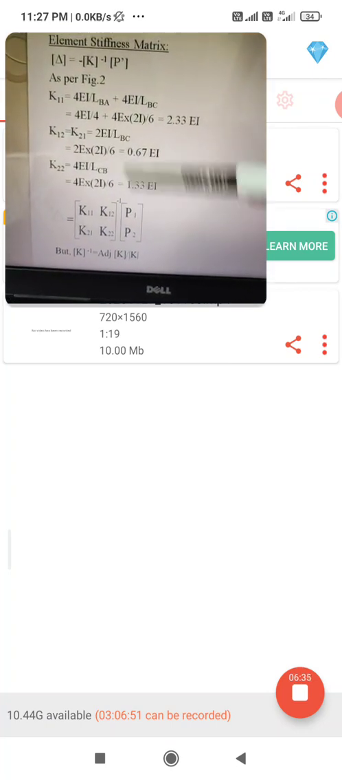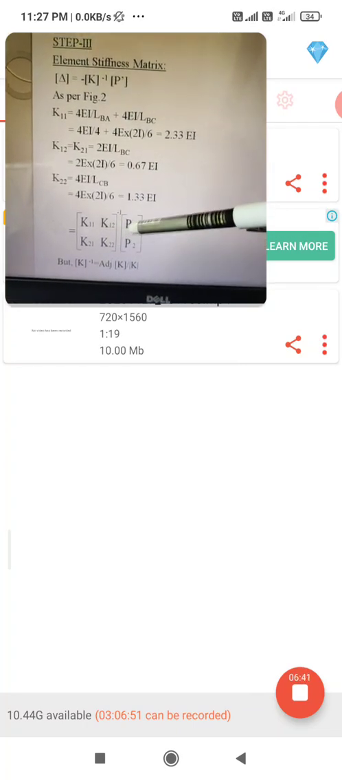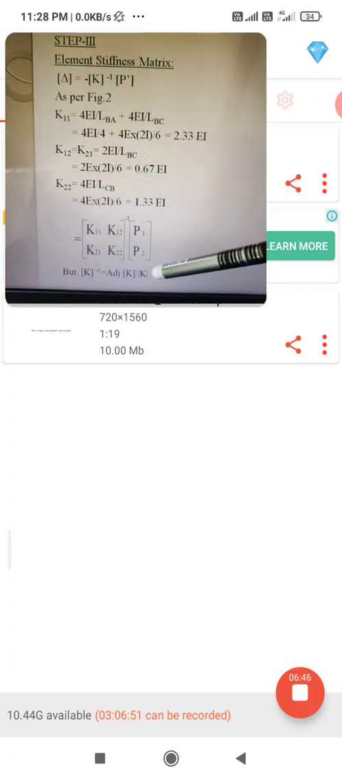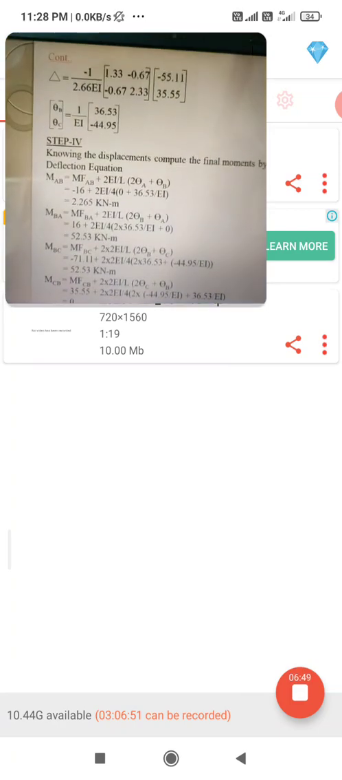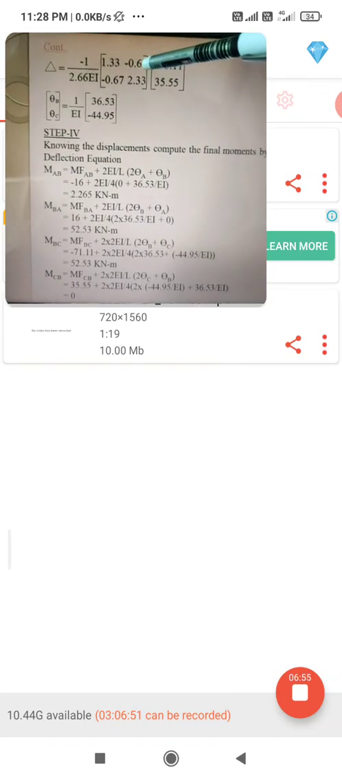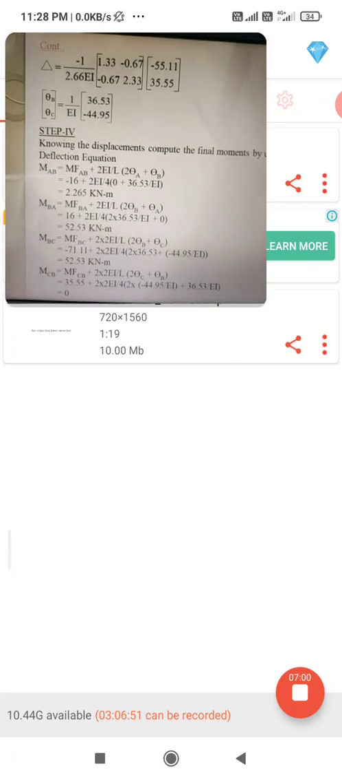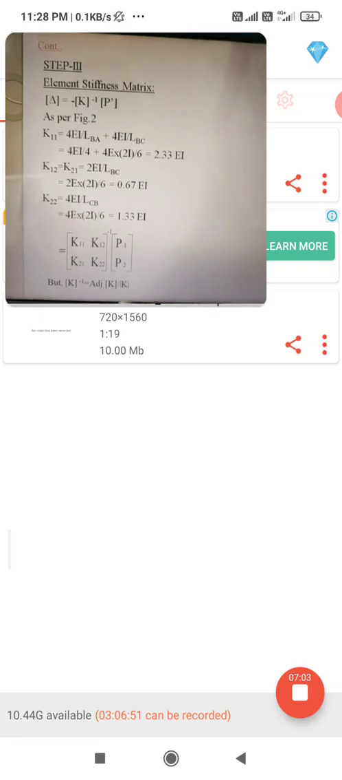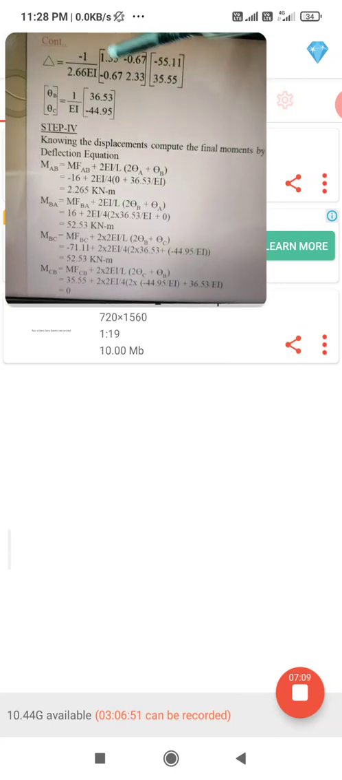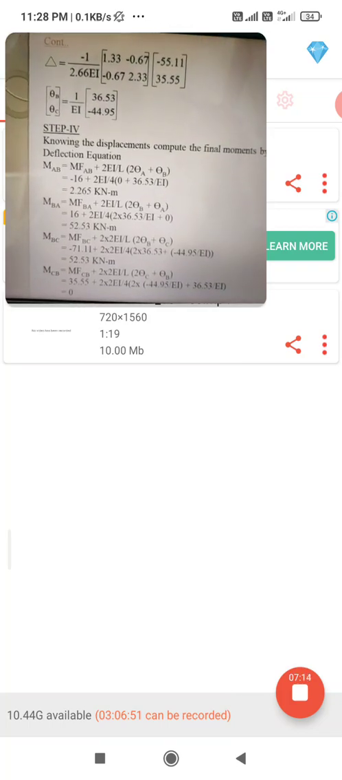And for the delta value, based on this we have K11, K12, K21, K22, P1 and P2, and the K inverse. How to find the K inverse? Adjoint of K divided by mod of K. Then come to the next one. So delta is equal to K inverse times P, and we have to determine the K inverse, adjoint of K divided by mod of K. So here we have to interchange these two values, and the sign will be changed for K12 and K21.